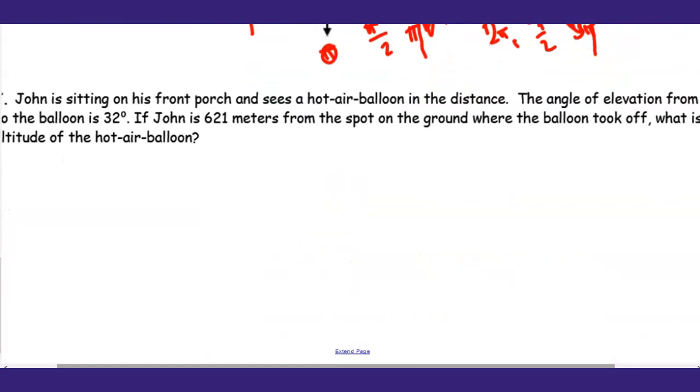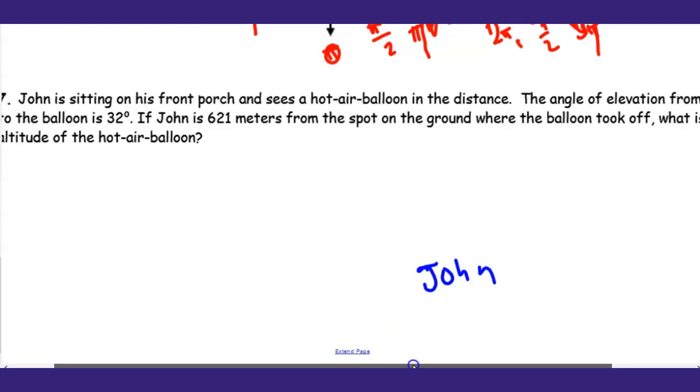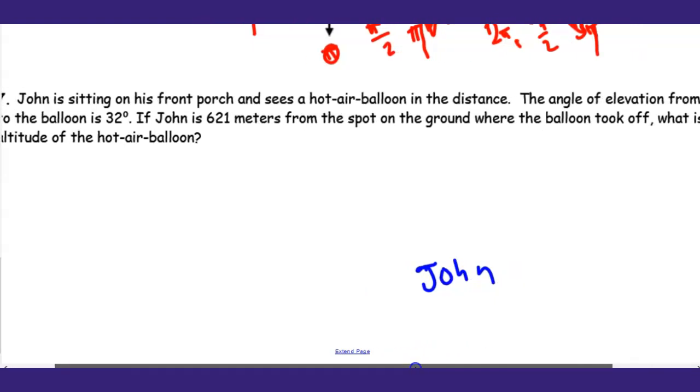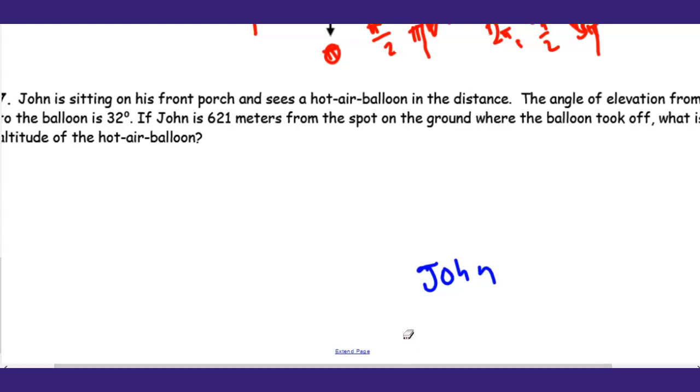Oh, this question. Gotta recycle that. John is sitting on his front porch and he sees a hot air balloon. So here's John. And he sees the hot air balloon in the distance. The angle of elevation from John to the balloon is 32 degrees. If John is 621 meters from the spot on the ground where the balloon took off, right, here's the spot right here. So that means this is 621 meters from where it took off.